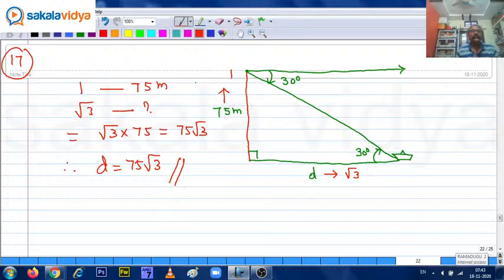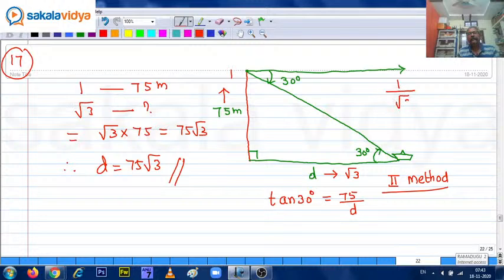Otherwise, this is the shortcut method. The other method you can also write is the second method. Tan 30 is equal to opposite over adjacent, 75 upon D. Tan 30 is 1 by root 3, so 1 by root 3 equals 75 by D. Cross multiplication gives D is equal to 75 times root 3 meters. This is the answer.